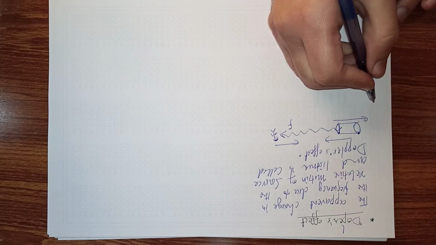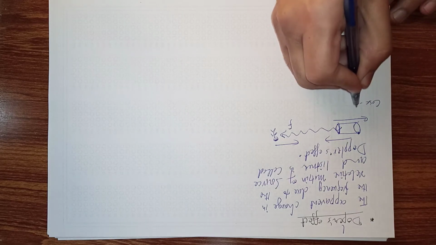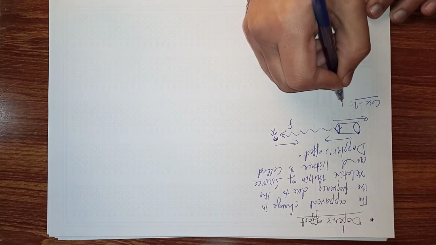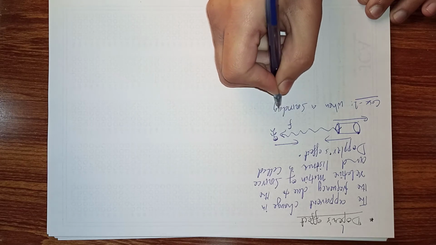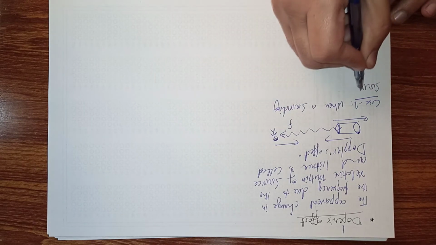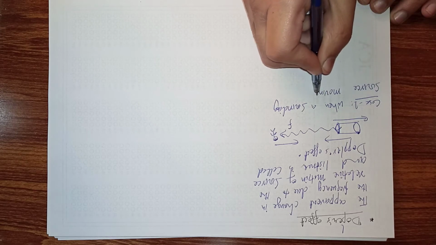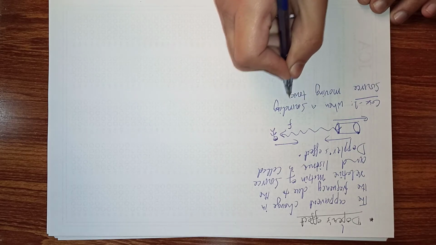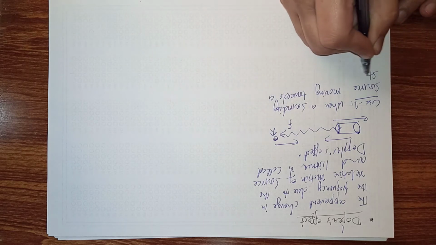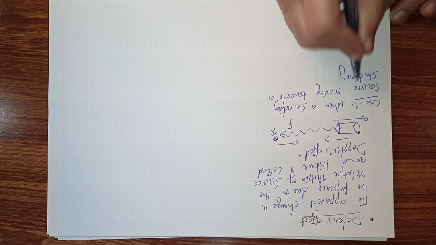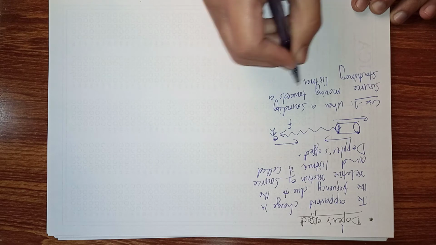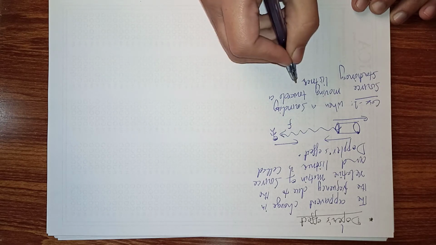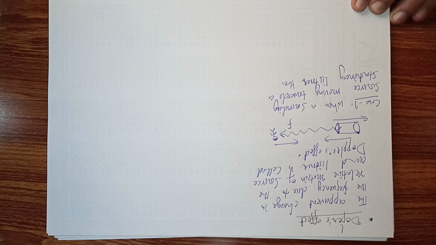Now we are discussing some cases in Doppler effect. So we are discussing case number 1. Suppose a sounding source is moving towards a stationary listener. This is case number 1.